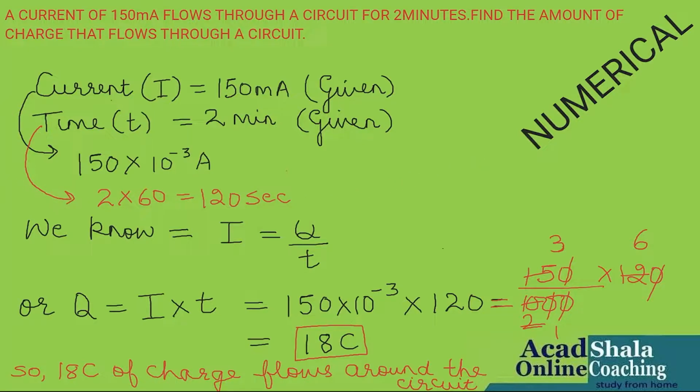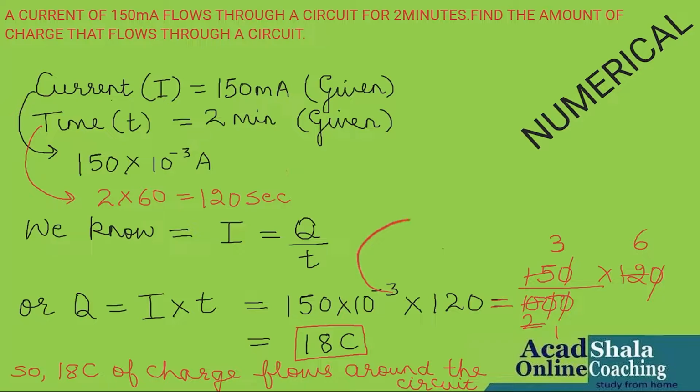Now the next point is, what do I know? I know the formula, that is I is equal to Q upon T. Then what I have to find out is Q. So I will write Q is equal to I into T. Now I will put in the values of I and T, that is 150 into 10 to power minus 3 into 120.